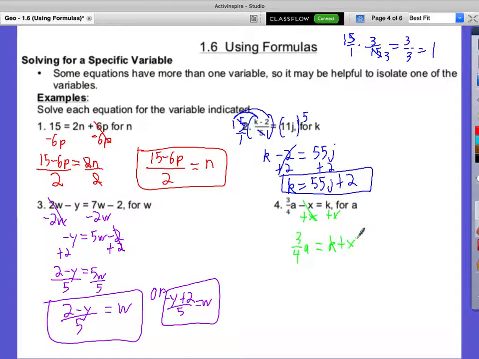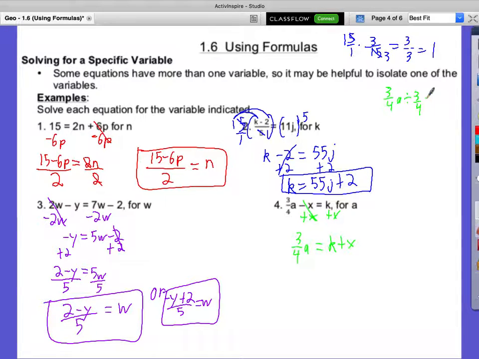Now, what is 3/4 doing with a? Multiplying. How do we undo multiplication? Division. Now, when you divide by a fraction, so if we take this 3/4 a, and we divide by that same number, 3/4, how do we divide by a fraction, Colton? Does anyone remember how we divide by fractions? We switch to something else.